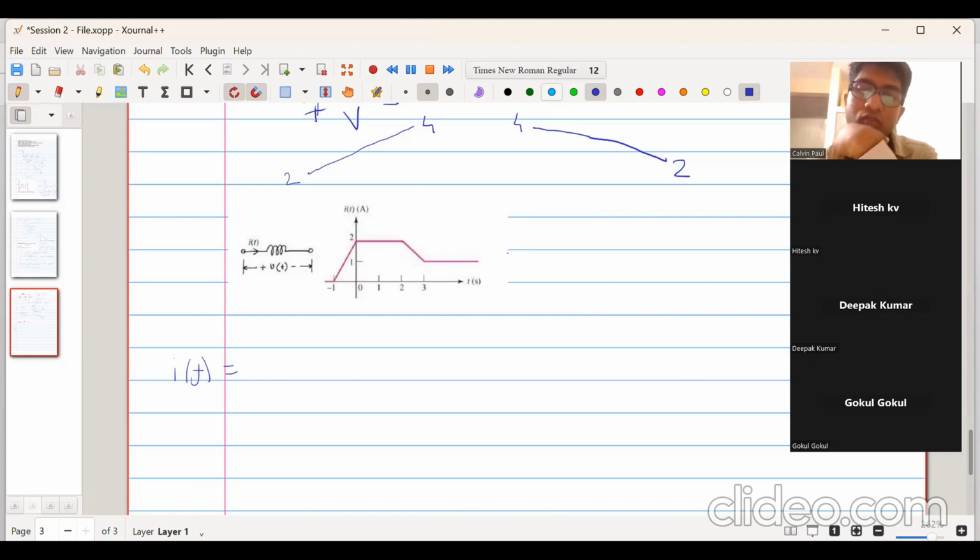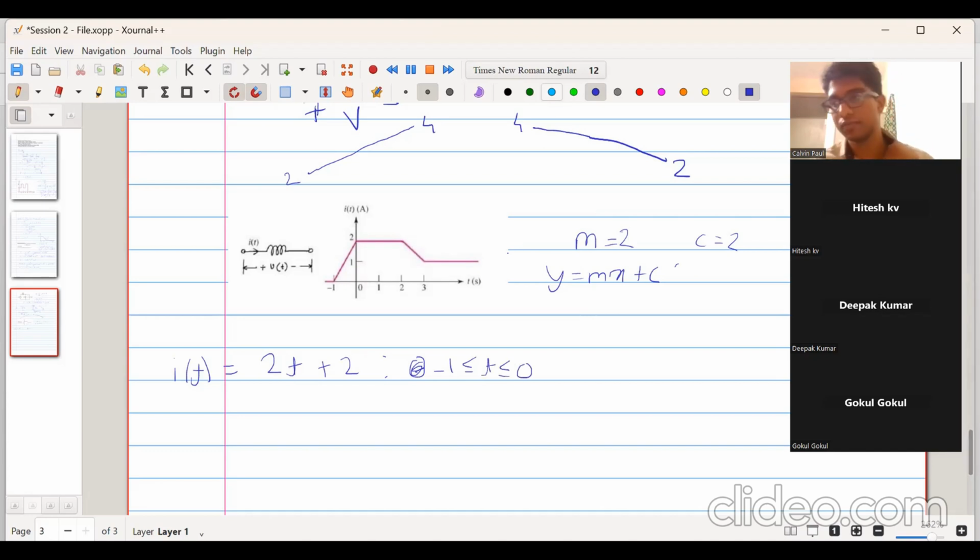Okay, what is the slope of this line? 2, sir. Yeah, the slope is 2. And what is the y-intercept? 2. Yeah, so the y-intercept also is 2. So we know the equation of a line is y equal to mx plus c. That's why it will be 2 into t plus 2 from time -1 to 0.